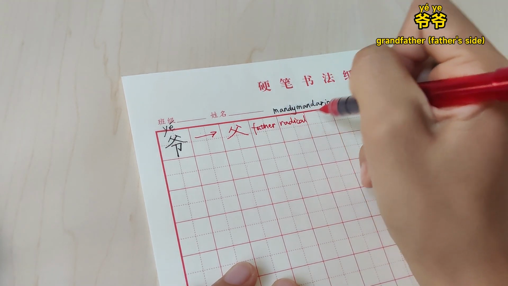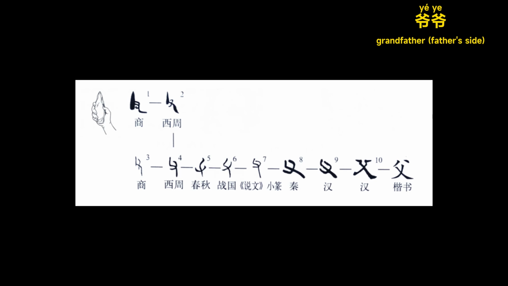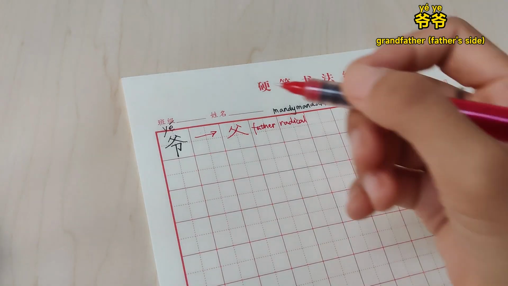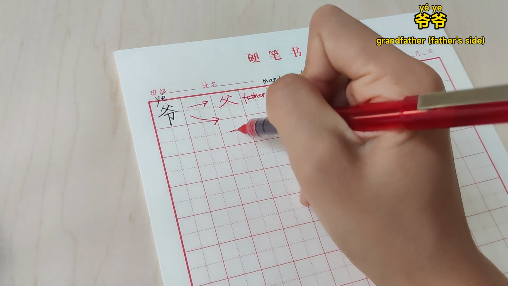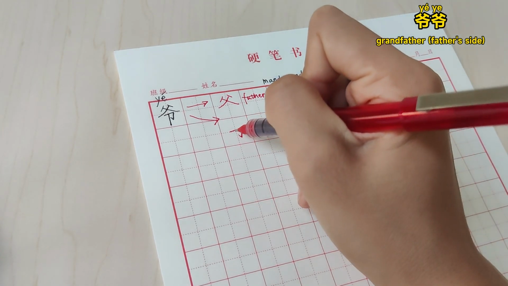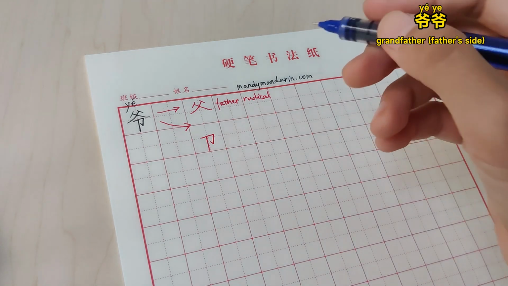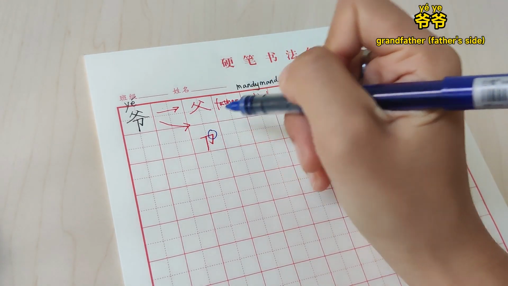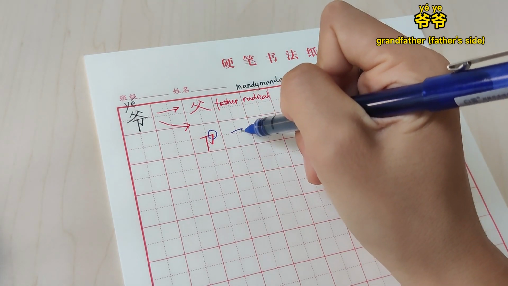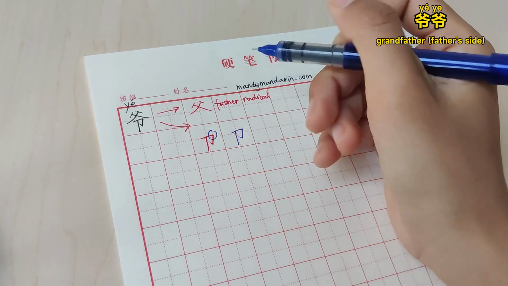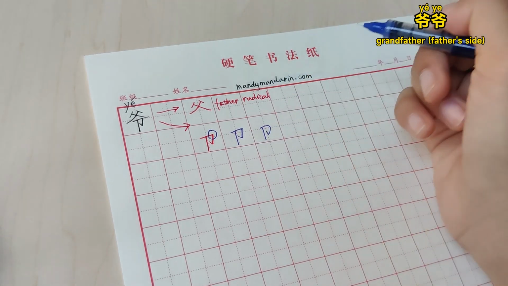radical. As for the father radical, it evolved from a picture of a hand holding a rock hatchet, which means someone's carrying the responsibility. As for the bottom part of it, which is quite easy, it just goes 1 and 2. You just need to make sure that here is a very sharp corner. So you go very sharp corner. You can't do it like this.